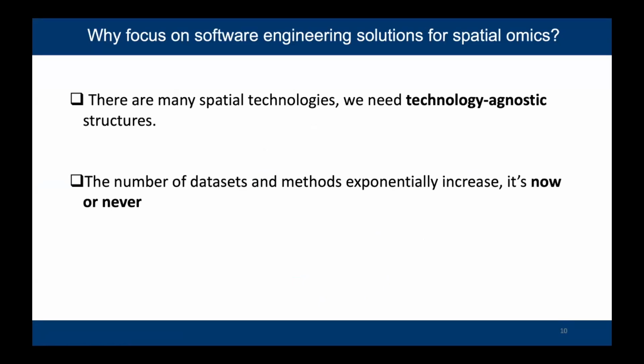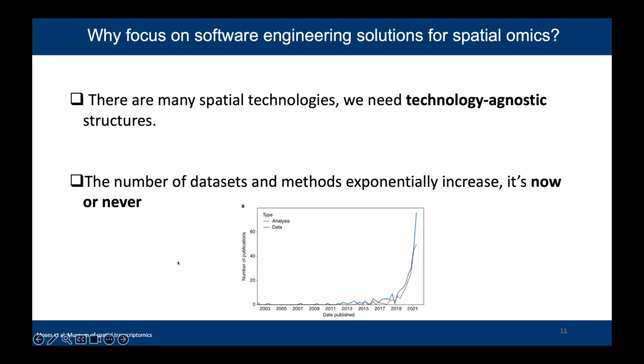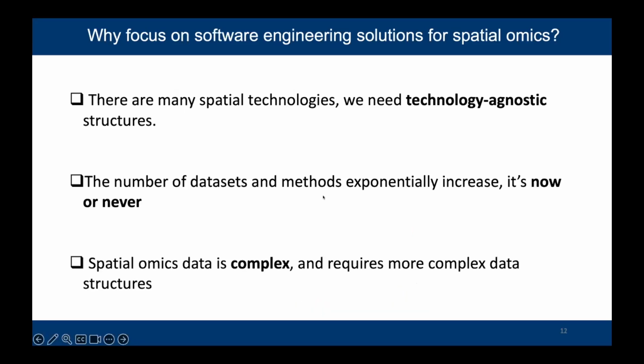So if we look at the number of data sets and the number of spatial methods or analysis types that have been developed, it's really been exponentially increasing in the last years, and it keeps going. It's going faster and faster than ever. And I think last but not least is that spatial omics data is really complex. It's a lot more complex than single cell RNA-seq, and for a number of reasons.